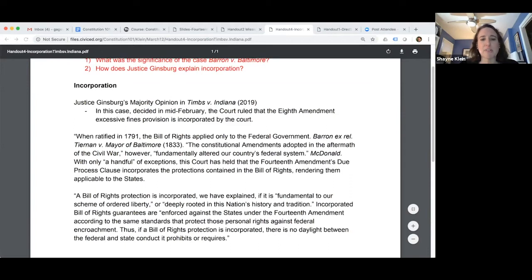So the case of Barron v. Baltimore in 1833 basically had to do with the situation where Mr. Barron had a wharf in Baltimore. People docked their boats. The city of Baltimore was, I think, building a road, and they dumped a bunch of dirt in his wharf. And so he could no longer make money having people dock their boats there because it had been filled in by all this dirt that the city of Baltimore had dumped there.